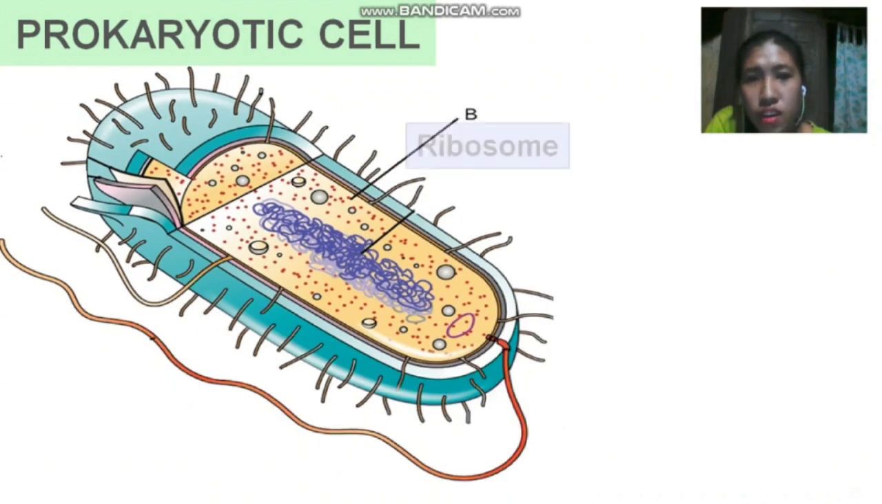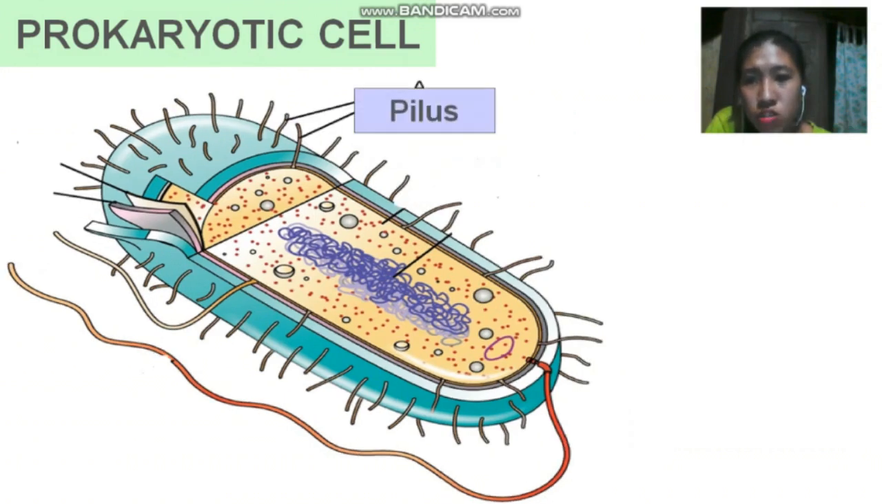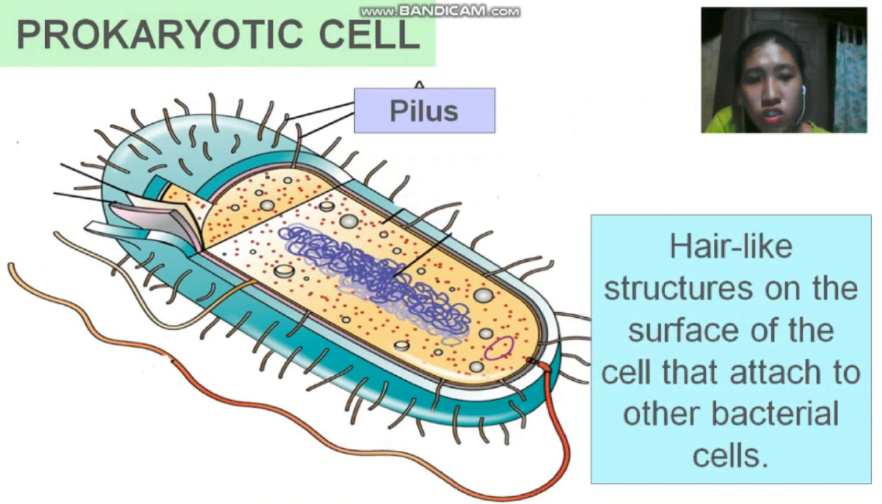Another one is the ribosomes, which are responsible for protein production. In other words, the ribosome is a protein builder commonly found in the cytosol, and its primary function is to synthesize protein by translating messenger RNA. The last part is the pili, described as hair-like structures on the surface of the cell that attach to other bacterial cells. This means that pili also have a role in movement, but they are more often involved in adherence to surfaces, which facilitates infection, and are also responsible for conjugation.